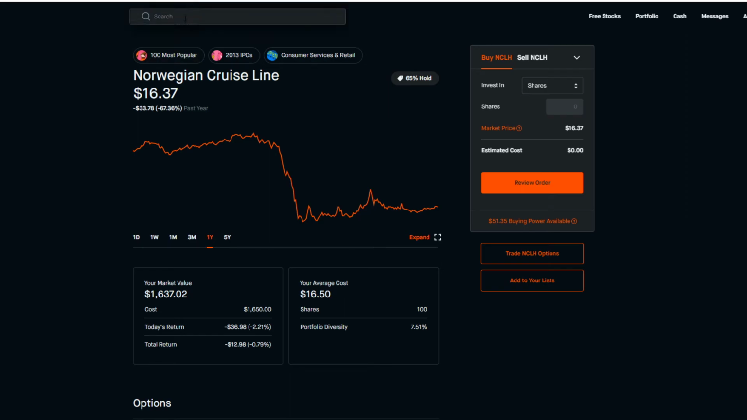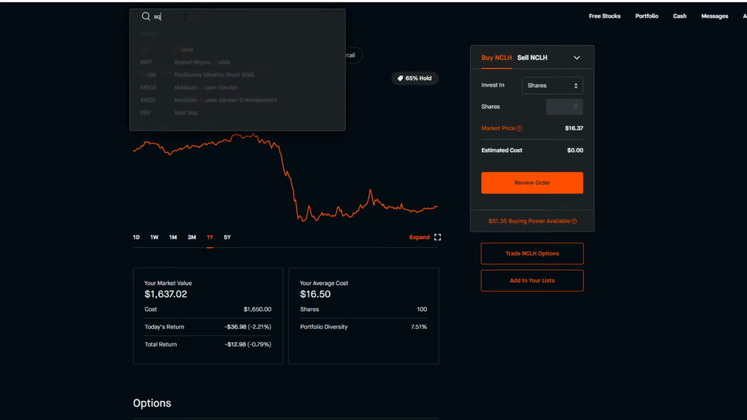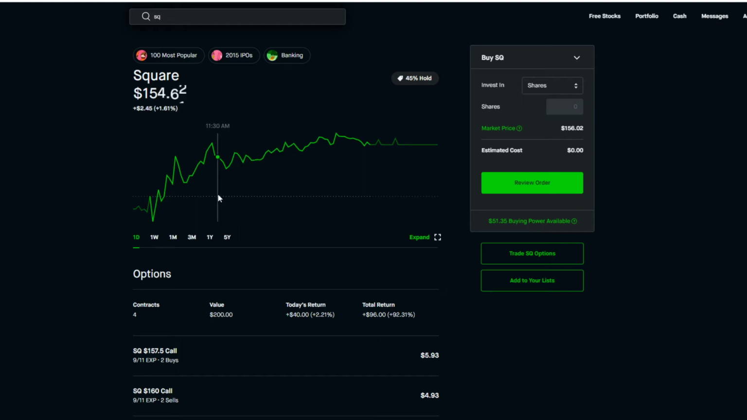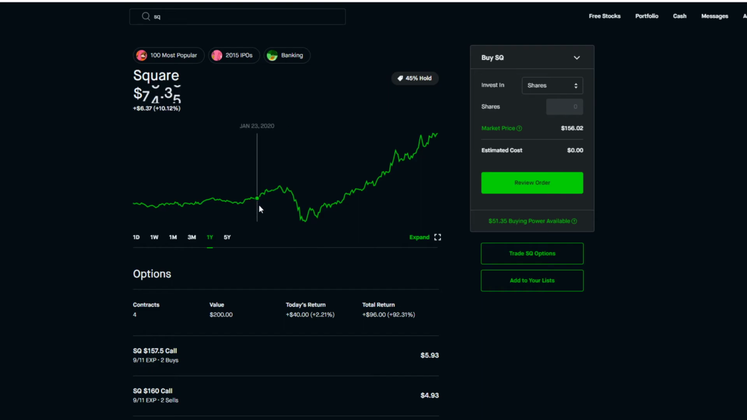American Airlines, Norwegian. Now, if we look at something like Square, which was a tech company, where when people are staying home, they have to use other forms of transaction, other ways to exchange money, they're not going to work, whatever the case. Look at this. Got nice growth. COVID hits. Oh man, everything crashes. But wait, it's Square. Look at this thing. It was back to its all-time highs in June. Look at July and August.